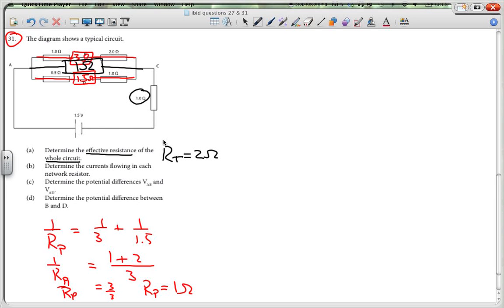Then it says determine the currents flowing through each of the network resistors. Now, to do that, I need to firstly work out what is my overall current. Now, our I total would be your total voltage, which is 1.5, divided by your total resistance, which is 1. So it's 1.5 amps. So we have in the circuit 1.5 amps flowing.